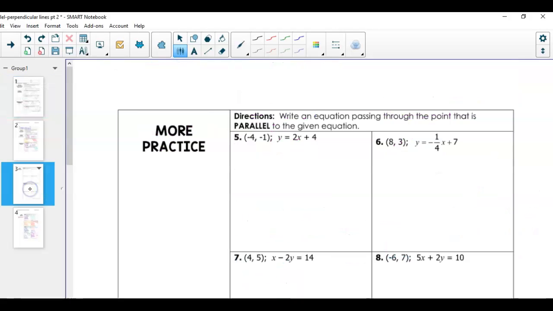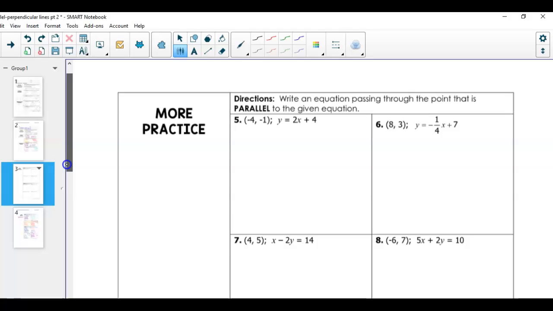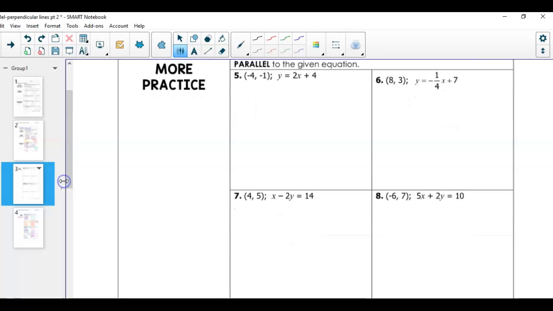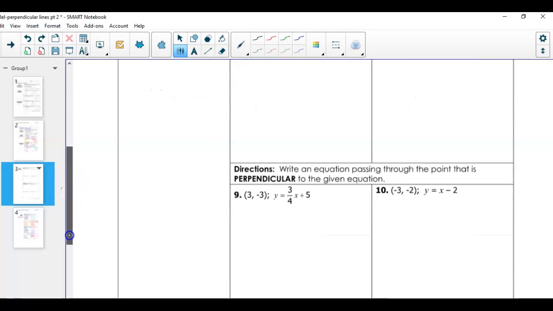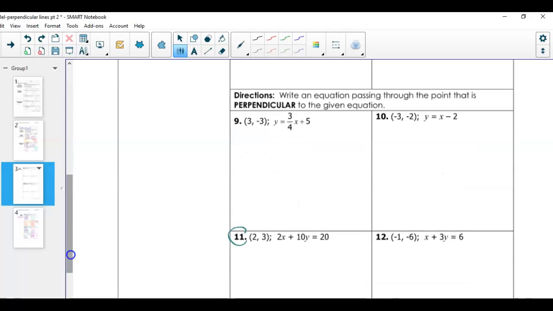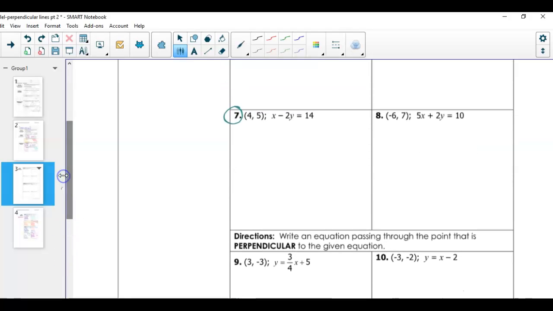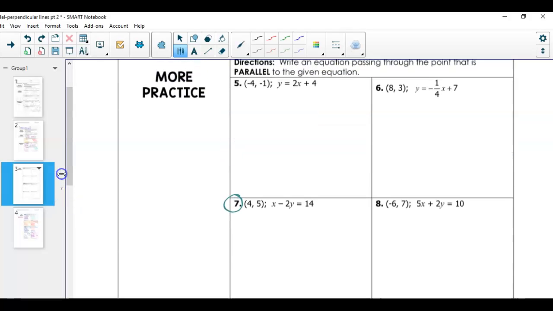Alright, let's do just a couple more. We're going to do 7 and number 11. Now again, it says whether it's perpendicular or parallel. It has to say that. Otherwise, we don't know which one we're doing, and we might do the wrong one. So for number 7, this is parallel. Just write that off to the side.